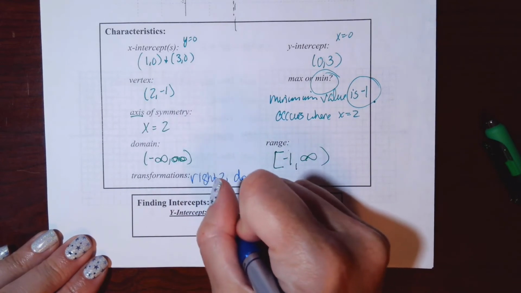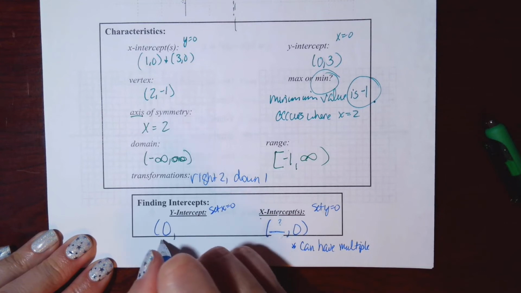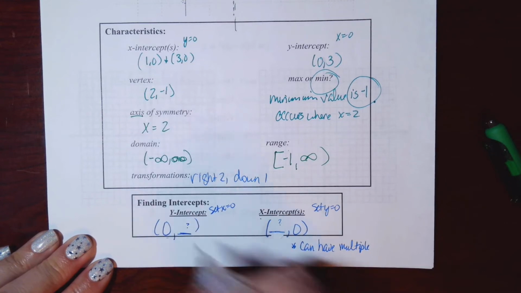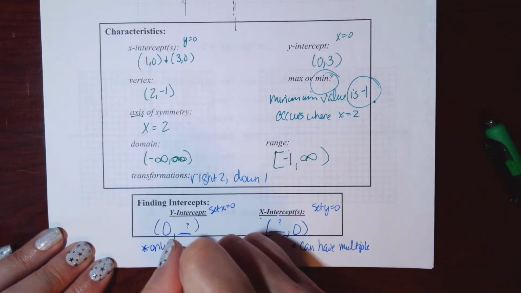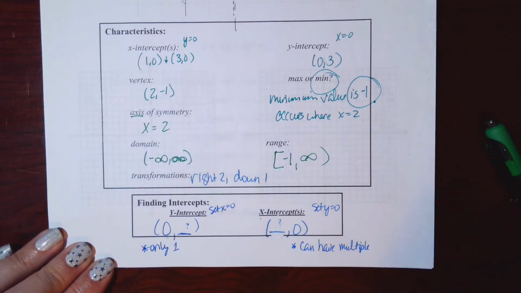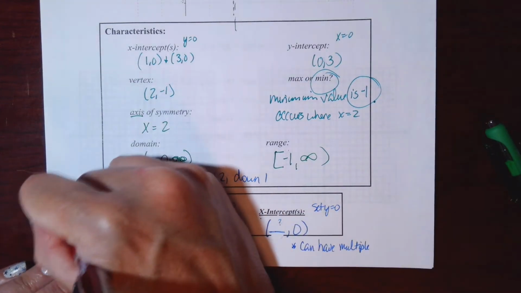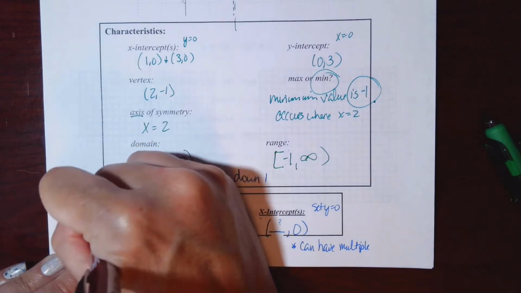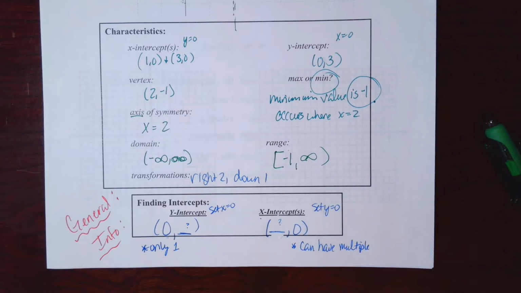Y-intercepts happen where x is 0. So my y-intercept, the ordered pair, is going to look like where x is 0, and then I have to figure out what y would be. And I only have one y-intercept if it's a function. Now this is the general set of steps, general info on how to find intercepts. So if you've been struggling with finding your x and y intercepts, there you go. Okay, let's look at the next page.